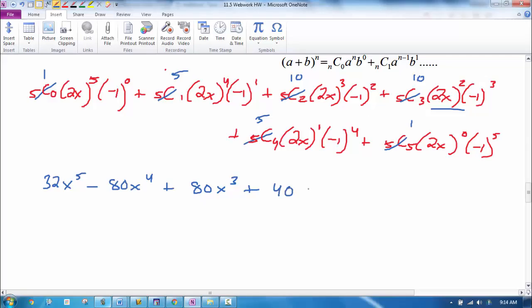x squared, and then negative 1 to an odd power is still negative 1, so I have to change this to a negative because that negative is going to get multiplied out front. Now the next term here would be 2 times 5, which is 10, x to the first, and then negative 1 to the fourth power goes positive. And the last term is this drops to 1, and negative 1 to the fifth power is just negative 1. So that should be my answer right there.